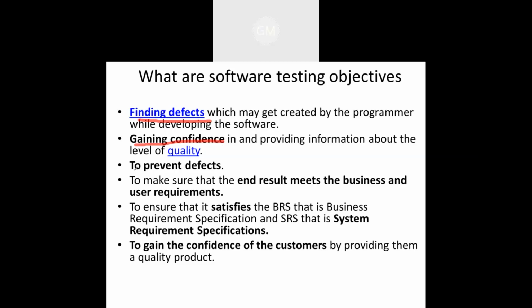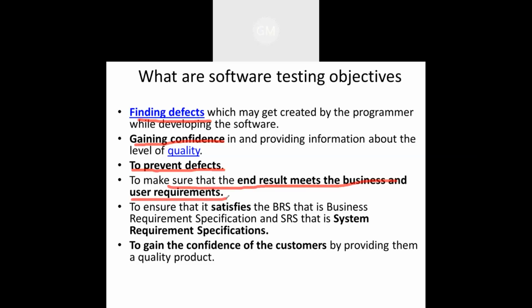The third objective is to prevent defects. To prevent defects means defects should not occur in the system. If they do occur, you need to apply prevention techniques, that is, testing techniques, to prevent the defect. If a defect occurs in the system, you need to find a solution for that particular defect. That will be the third objective. The fourth objective is that we need to make sure that whatever end result comes out, it meets all the business as well as the user requirements. That is our main objective.